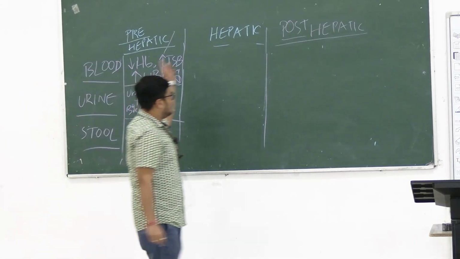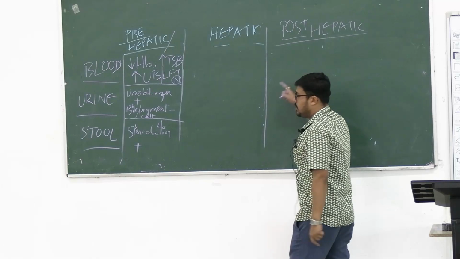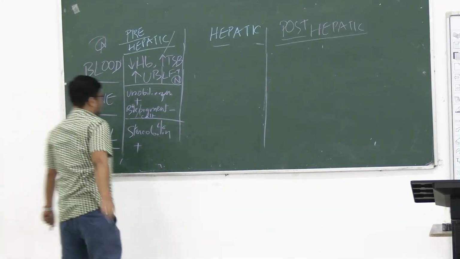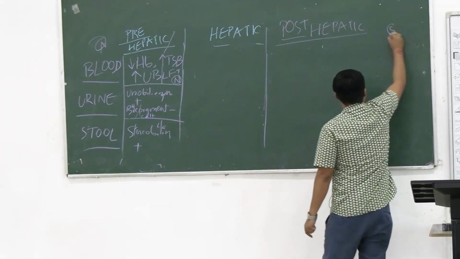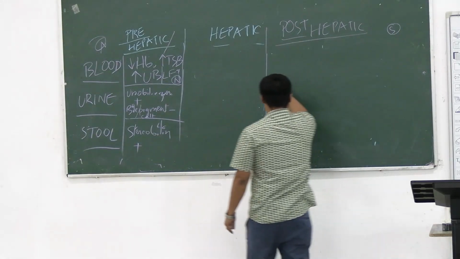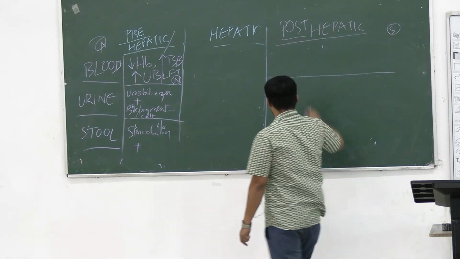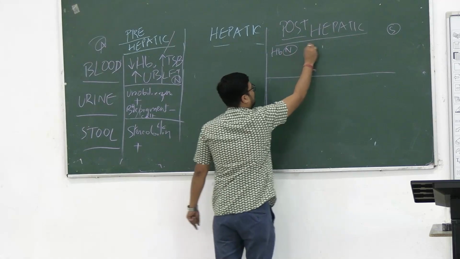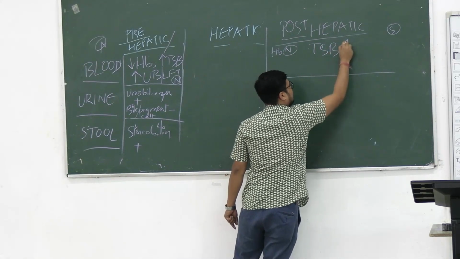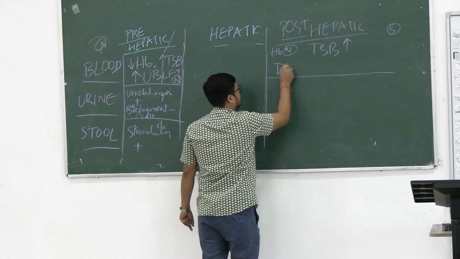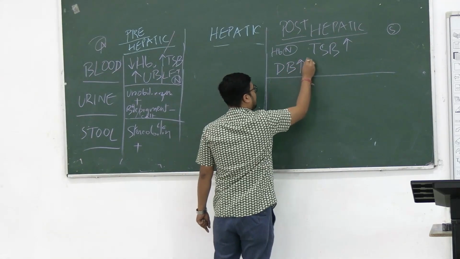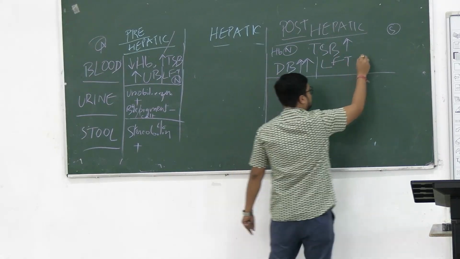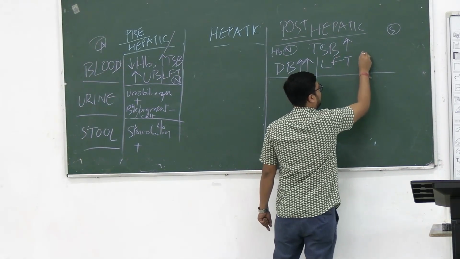Next, coming to the post-hepatic, because this is one extreme, like North Pole, this is South Pole. So blood findings: hemoglobin may be normal, total serum bilirubin will be increased, direct bilirubin or conjugated bilirubin will be heavily increased, and liver function test is deranged, not normal.